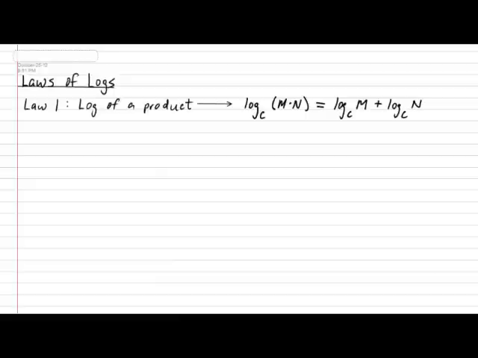Let's take a look at a quick example of this law in action. So please put example. And in this example, suppose I tell you that you have the log in base 2 of 2 multiplied by 8. Well, according to this first law, this can be rewritten as the log in base 2 of the first item in the product, the 2, plus log in base 2 of the second item in the product, the 8.